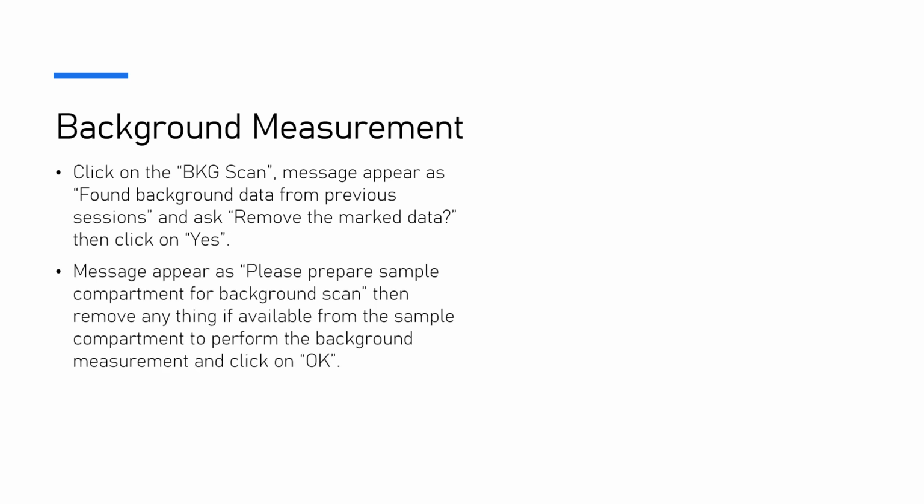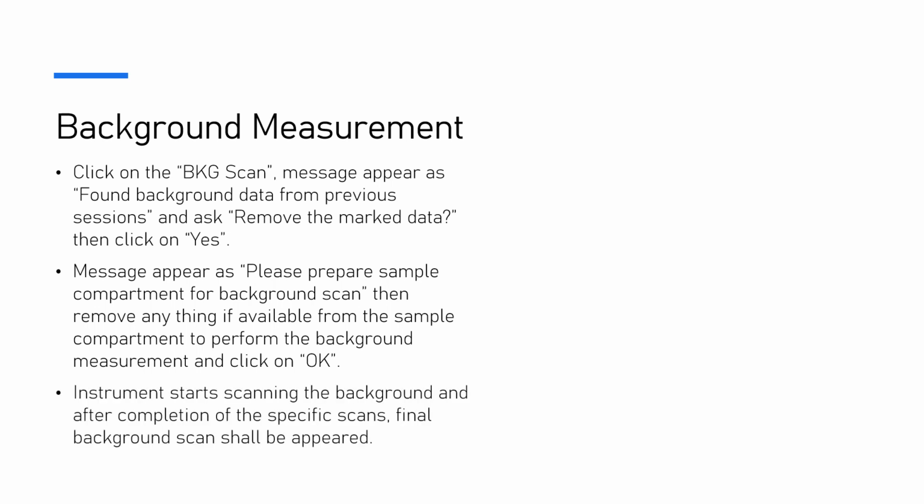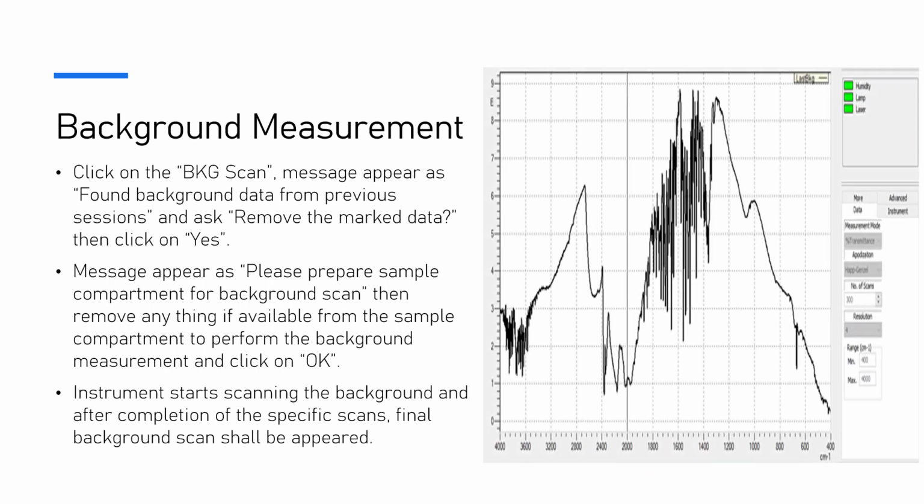When you click the yes option, there will be a message like please prepare sample compartment for background scan. Remove anything if available from the sample compartment to perform the background measurement, and then click on OK. You need to remove anything which is available inside the compartment of the FTIR. Then the instrument starts scanning the background, and after completion of the scan, the final background scan shall appear. Here you can see the picture. After the background scan, it looks somewhat like this.